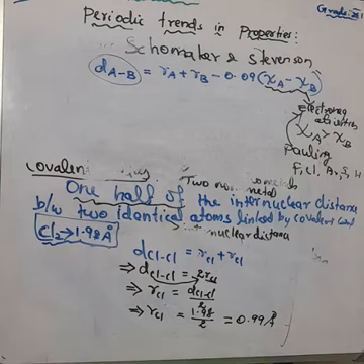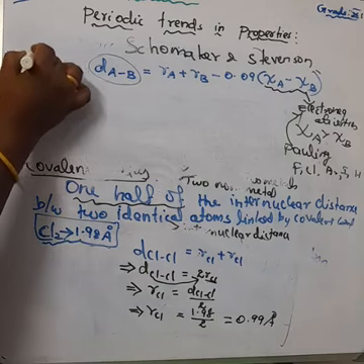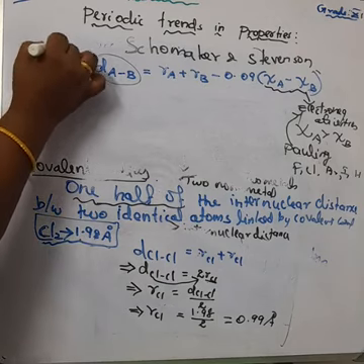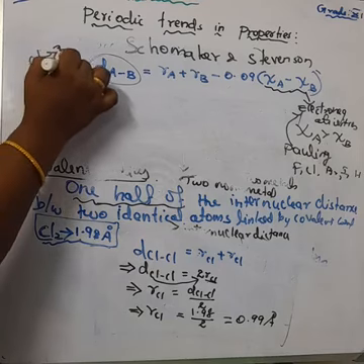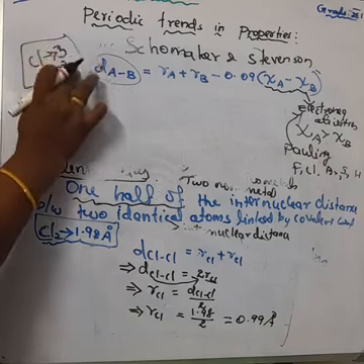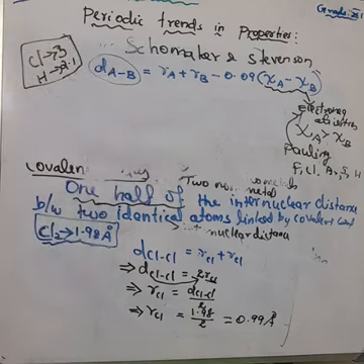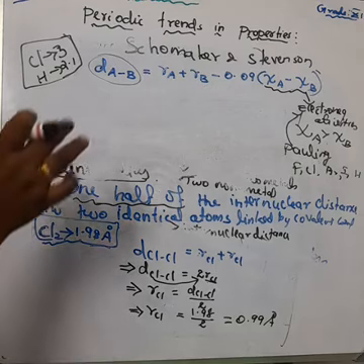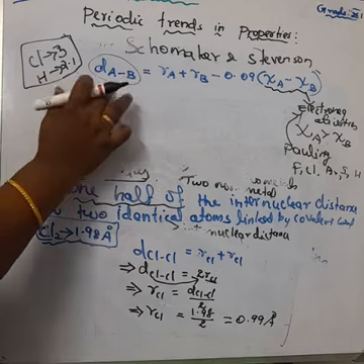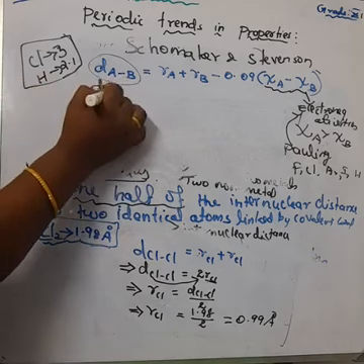The electronegativity of chlorine is 3, and the electronegativity of hydrogen is 2.1. These are the two different values of electronegativity. So we are going to calculate the covalent radius of the hydrogen atom, using the internuclear distance between hydrogen and chlorine. These two atoms are different.